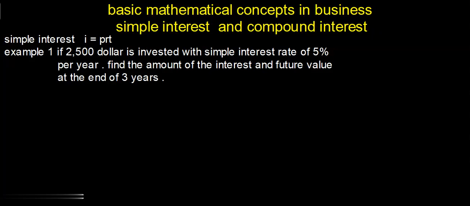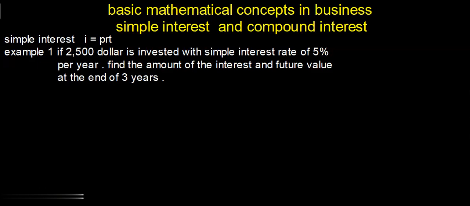I'm going to explain simple interest and compound interest by using some examples. Before we go through the examples, the formula for simple interest: I is equal to PRT. P stands for the principal, which means the present value, R will be the rate, and the last one, T, will be the time. So we've got an example over here.